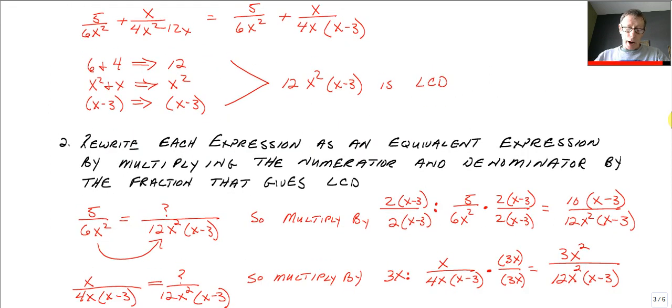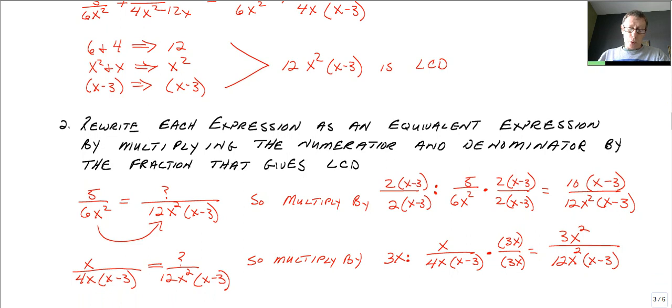Now I need to write the two fractions as equivalent fractions with 12x squared times x minus 3 as a common denominator. The first fraction is 5 over 6x squared. It needs to become a new fraction with the new LCD. The 6 would have to be multiplied by a 2. The x squared is already in the new LCD, so I don't need to do that. I'd also need an x minus 3 to get to the new denominator. So when I multiply the numerator by the same thing, I get 10 times x minus 3.